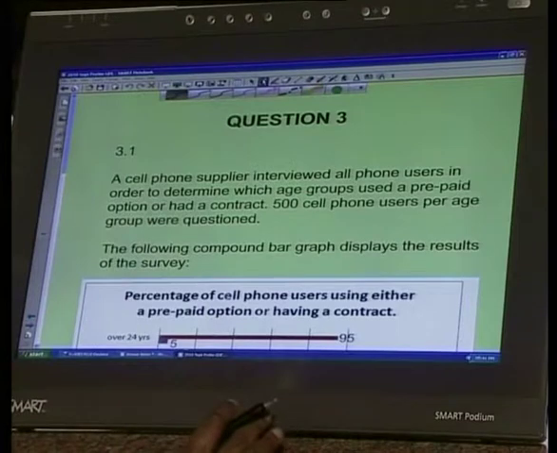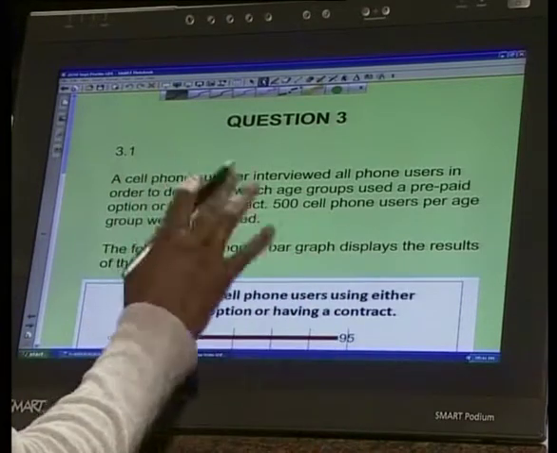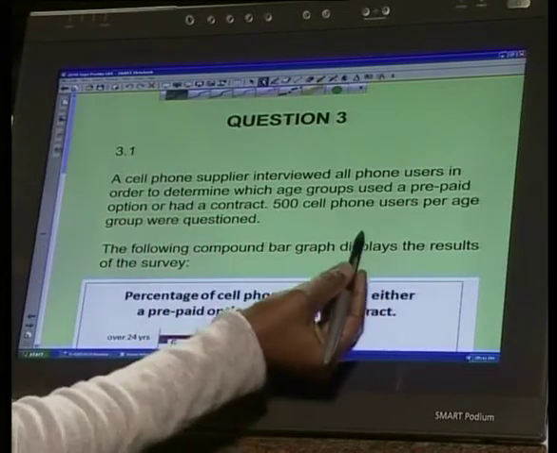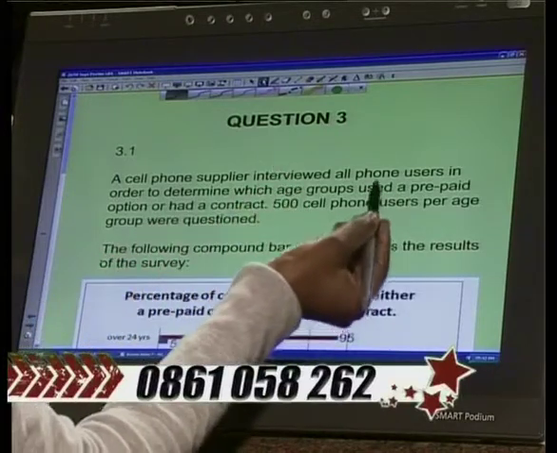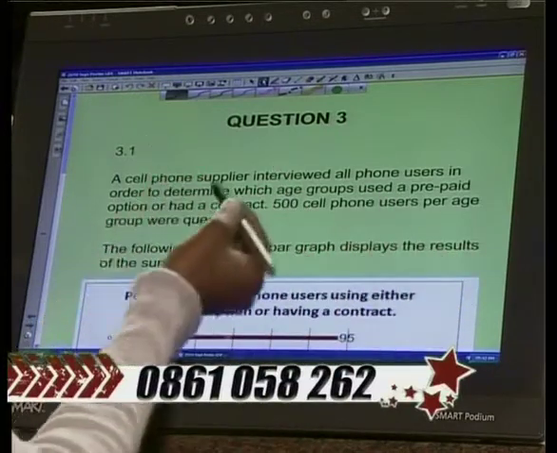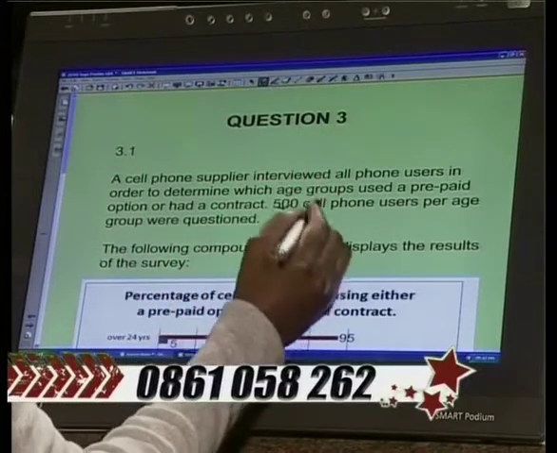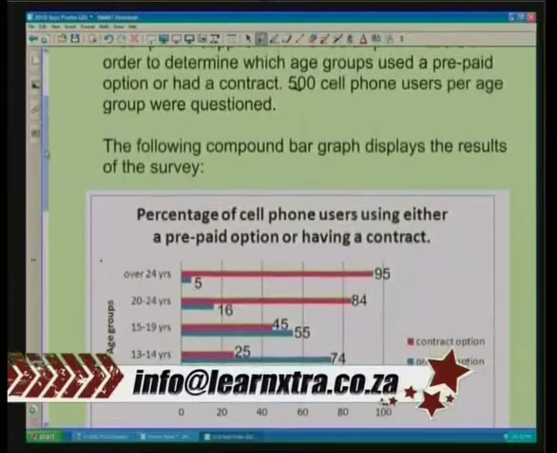I've taken a question from the prelim. It's very recent. I hope you still remember it. It's question 3.1. A cell phone supplier interviewed all phone users in order to determine which age groups use a prepaid option or had a contract. 500 cell phone users per age group were questioned. The following compound bar graph displays the result.